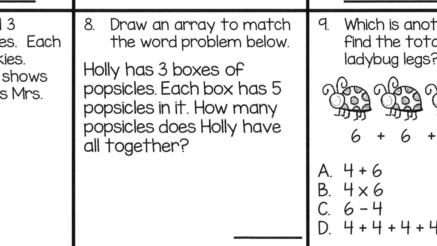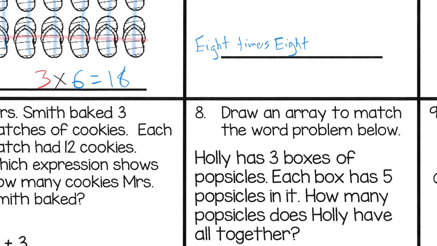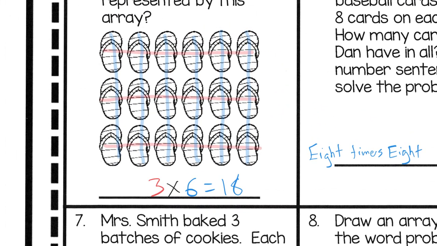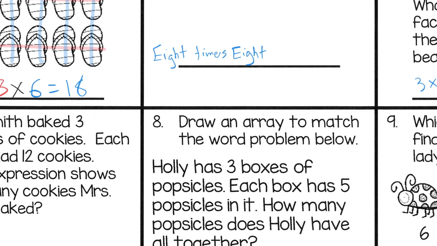Number 8 says, draw an array to match the word problem below. If you remember, an array looks like this, where you have rows and boxes that all have consistent numbers in them. Like you'll notice that 1, 2, 3, 4, 5, 6. All of the rows have 6. All of the columns have 3. If I were to remove any of those, it wouldn't be an array anymore, right?